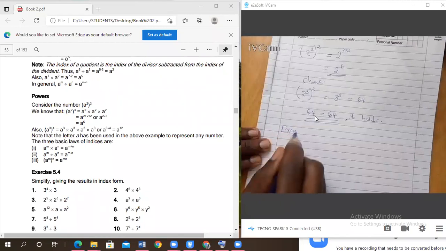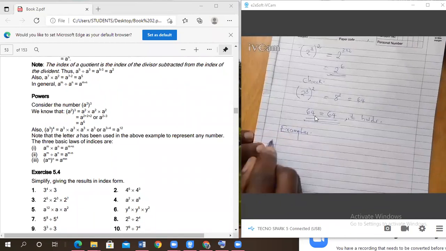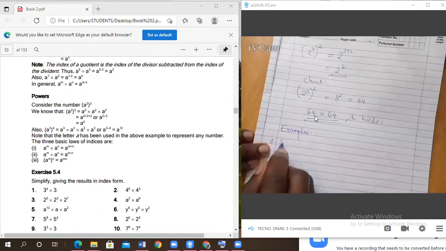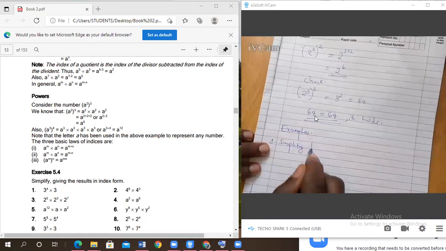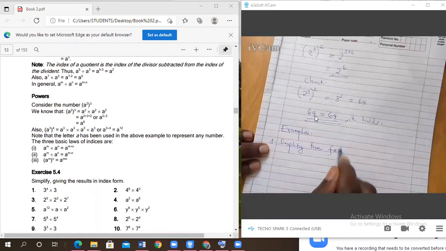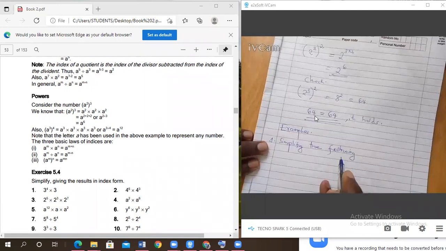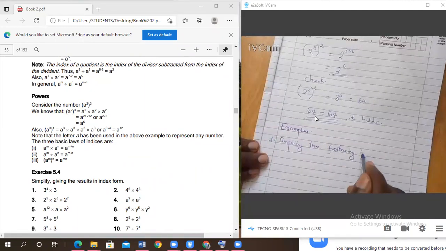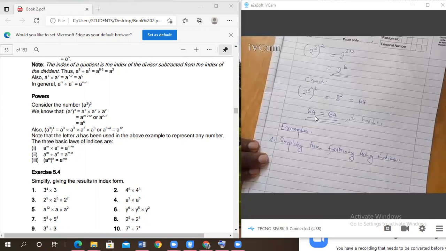Examples. Let's look at examples. Example number 1. Simplify the following using indices.